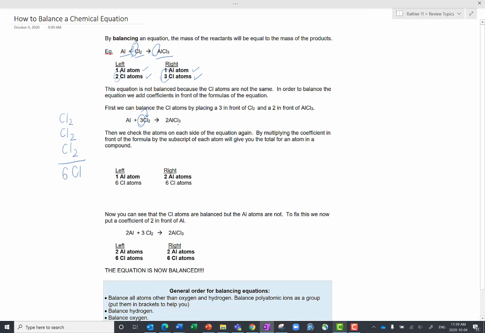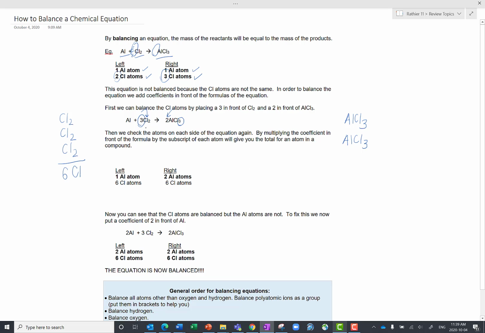On the right-hand side, I have a 3 in the formula, so I need to put the coefficient of 2 so that 2 times 3 is equal to 6, right? So if I have AlCl3, if I have 1 of those, there's only 3 chlorines, but if I have 2 of those, there are 6 chlorines.